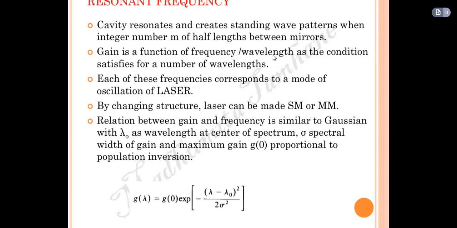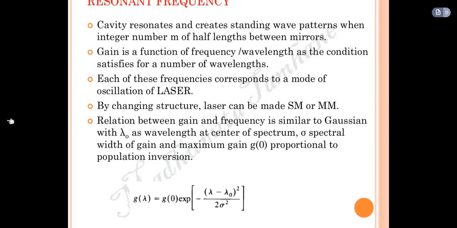When we talk about the mirrors, the cavity resonance is going to create standing wave patterns, right? For those standing wave patterns, we are going to use a mirror. What is the use of the mirror basically, students? The mirrors are used to find the condition, which is a function of frequency or wavelength, satisfied for a number of wavelengths. Instead of using one wavelength, if I use n number of wavelengths, I can also use it for that particular laser.